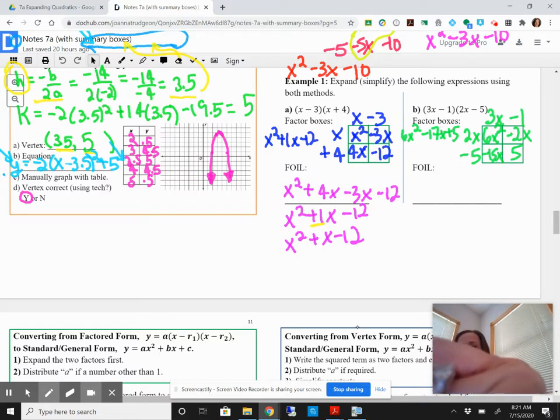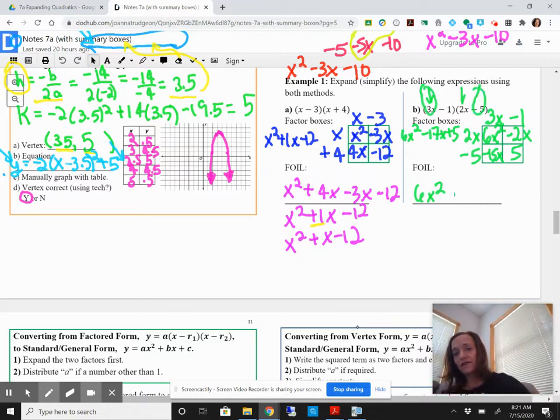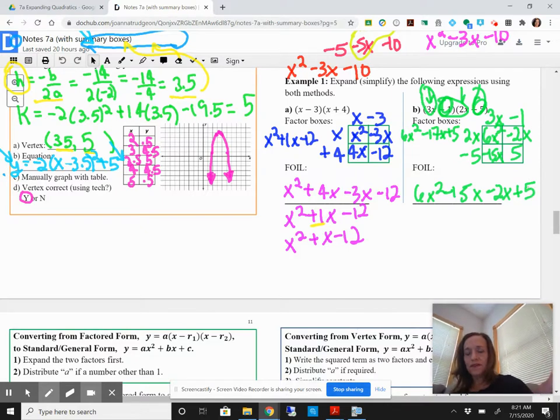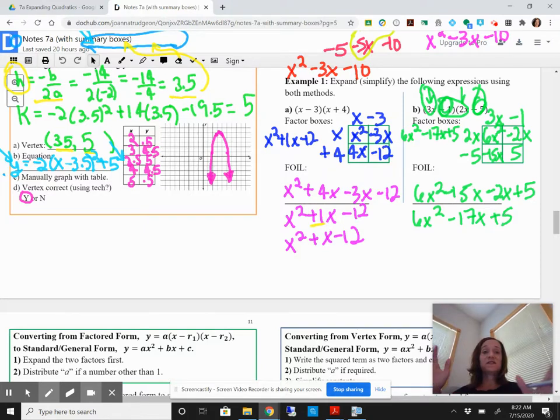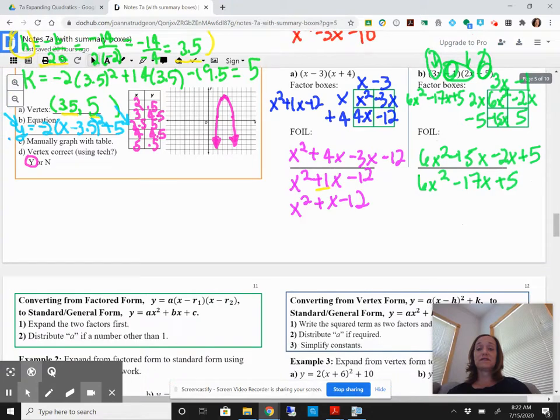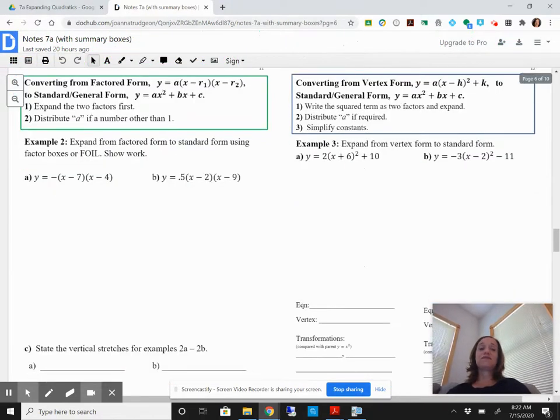If I FOIL this, we do first, so that's 6x squared. Outer, 3x times -5, -15x. Inner, -1 times 2x, -2x. Last is the -1 and the -5. I've got a little delay on my Screencastify right now. All right, so then you add these all together, you get the same thing, 6x squared minus 17x plus 5. When you get to South, you're going to see your teachers there. They're usually going to FOIL. They are not going to be using the factor boxes or the sneaky squares, but you can do whatever you want, okay? Whatever makes the most sense to you.